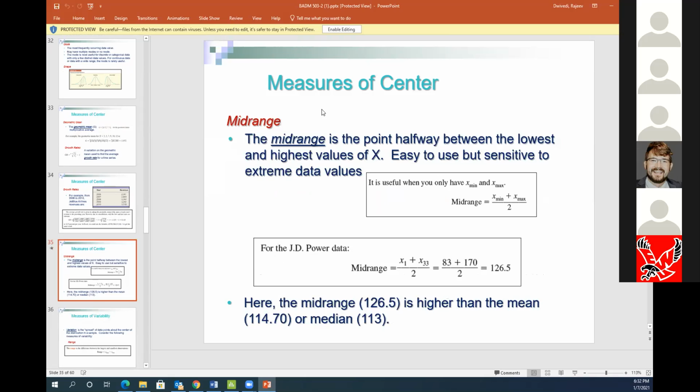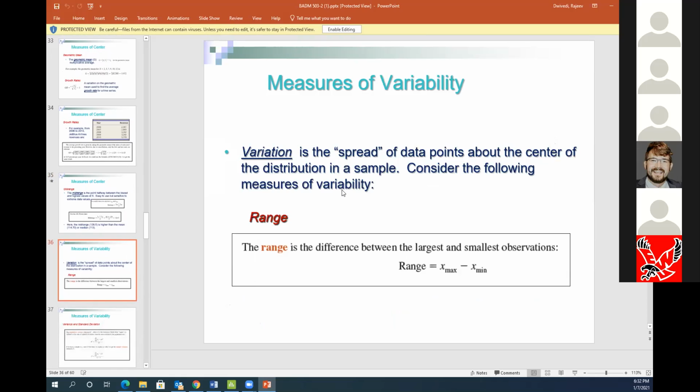Now, the measure of the mid-range is the point halfway between the lowest and highest value. It is not the median; it is the midpoint between the highest and lowest value. So highest plus lowest divided by 2 is the midpoint or mid-range. Range you can understand: range is the maximum value minus the minimum value.